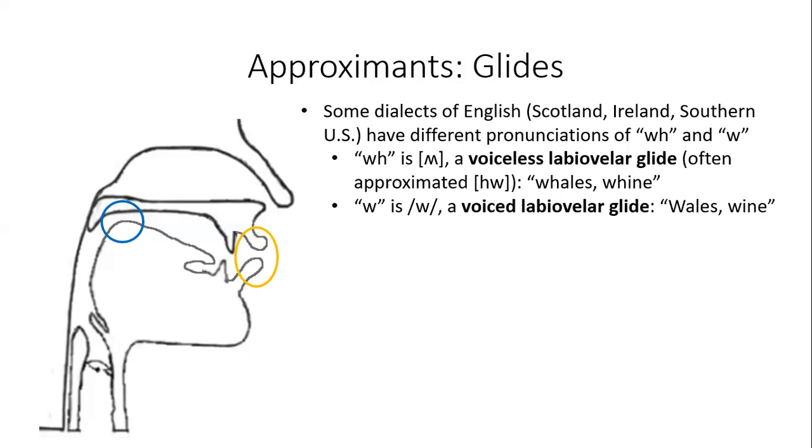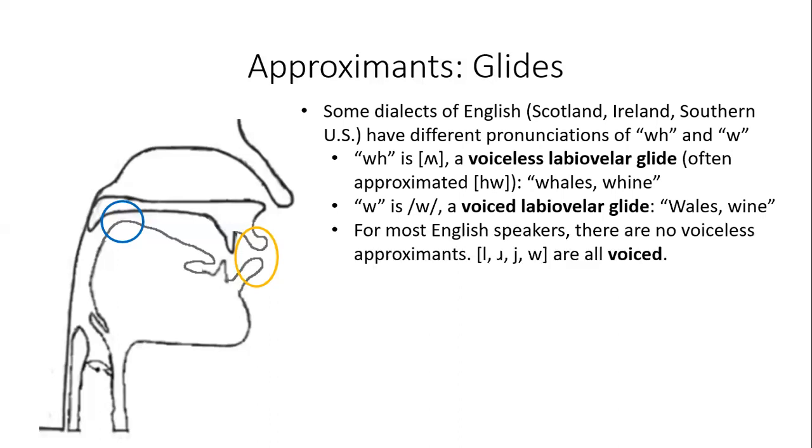And for me, and probably for a lot of you, these words are homophones. They sound the same. So if I say I like Wales, you don't know if I'm talking about the constituent country of the UK or the large ocean-going mammal. So for most of us, we just have voiced approximants, but maybe one or two people in this class natively have this, or you have a relative who has the hua sound.